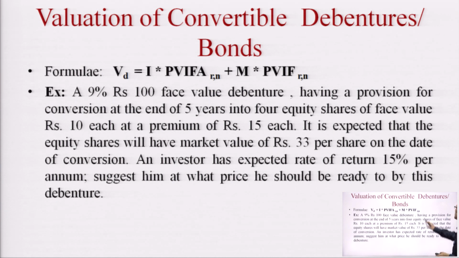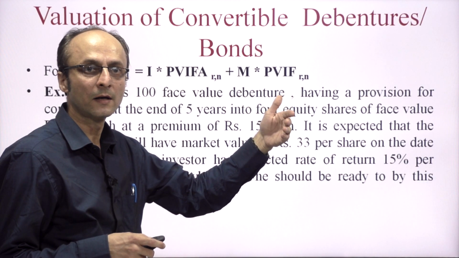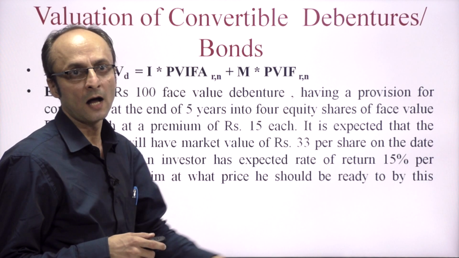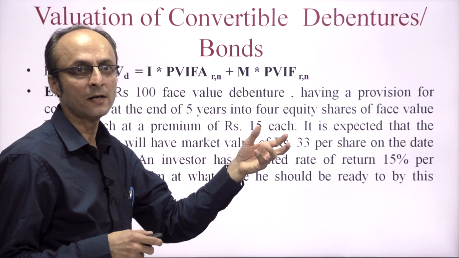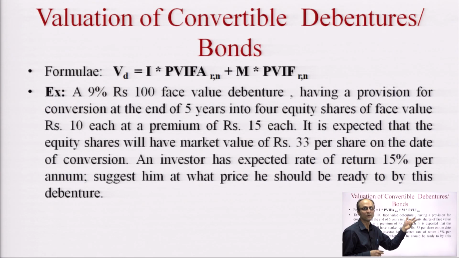value of convertible debentures and bonds. Now the discussion of the value of convertible debentures and bonds. What are convertible debentures and bonds? First we shall discuss this. Convertible debentures and bonds are bonds or debentures which have the option of converting them into a fixed number of equity shares after a certain period of time, that is, in the maturity period. After the maturity period, the company can give the option to the bondholders that these bonds will be converted into a number of equity shares.